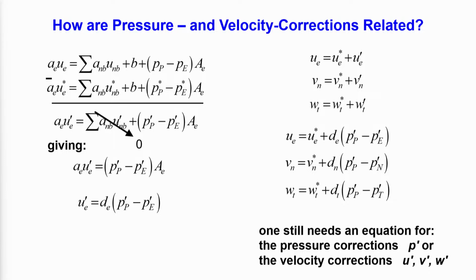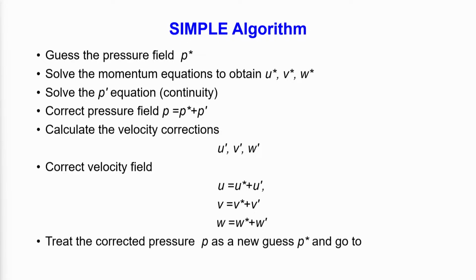It is in a way implicitly connecting pressure and velocity, but not fully, because this term is just omitted. That is why the name: semi implicit method for pressure linked equations. So, what is the algorithm? You guess the pressure and solve the momentum equation, that means discretize the momentum equation, to get u star, v star, w star. Then solve the P dash equation, which is from the continuity equation, and correct P. You can also calculate the velocity corrections and correct the velocity field. You take the corrected pressure P as the new guess pressure P star, and then you repeat until you get convergence.